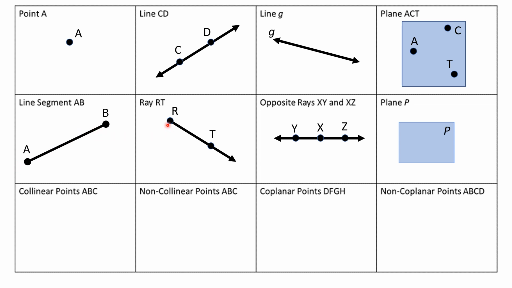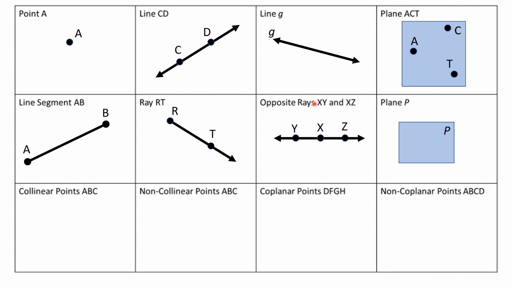A ray, in this case ray RT, starts at R and travels passing through T, going on forever. I like to think of rays like rays from the sun. A ray of sunshine starts at the sun, starts at R, and then starts traveling through space, leaving the sun. It might hit Earth here at T, or it might keep going past the Earth and continuing on forever.